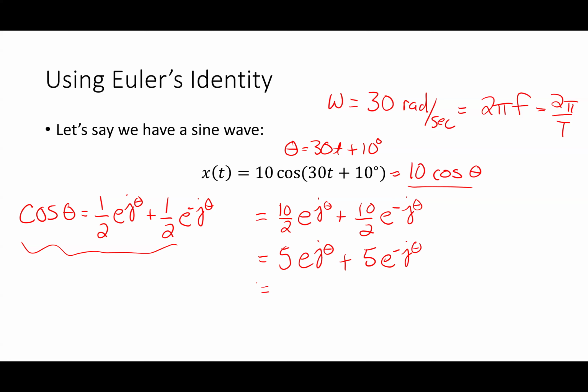All right, now let's get rid of the theta and put it in terms of time. So what does that become? 5 e to the j what? 30t plus 10 degrees, plus 5 times what? Negative j times 30t plus 10 degrees.